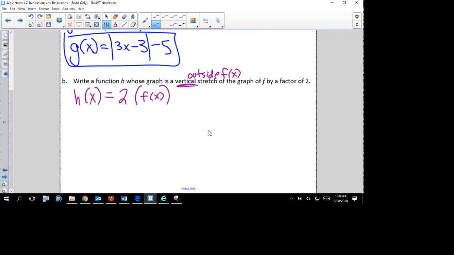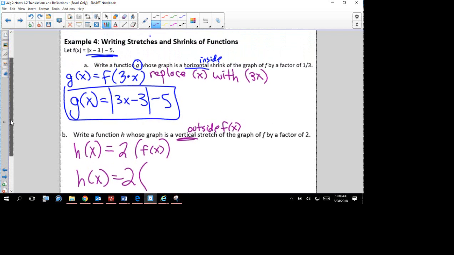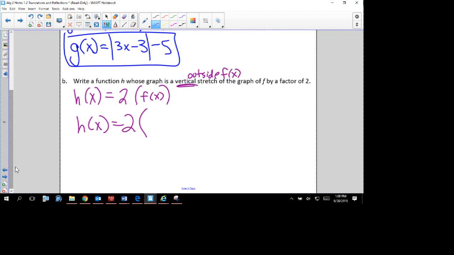So then you guys should know what f of x is. It's in the directions. So we're going to write h of x equals 2 parentheses. Now I need to go look in what f of x was. Absolute value x minus 3 and then minus 5. Absolute value x minus 3, close absolute value, minus 5. Do you see how I'm multiplying 2 by the entire function? How can you tell it's the entire function? The parentheses say that's the entire function.